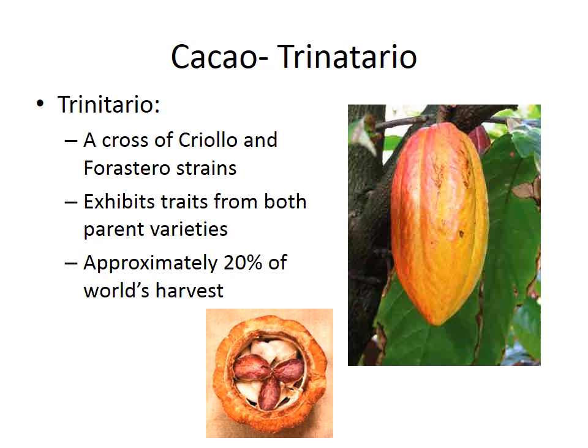As of right now, only about 20% of the world's harvest is the Trinitario bean. It's a fairly new propagation of bean. It is still somewhat susceptible to the diseases of the Criollo bean, but we're able to get a little bit more flavor out of this one than we do with the Forastero bean.